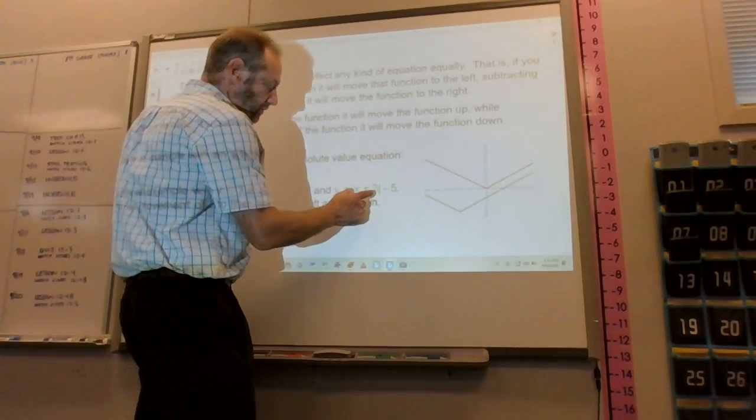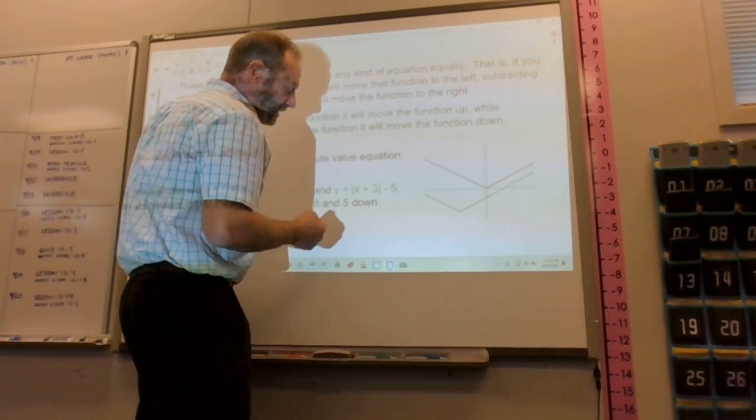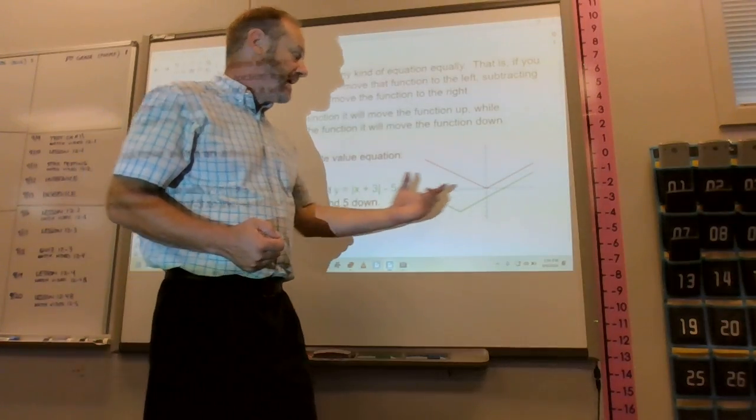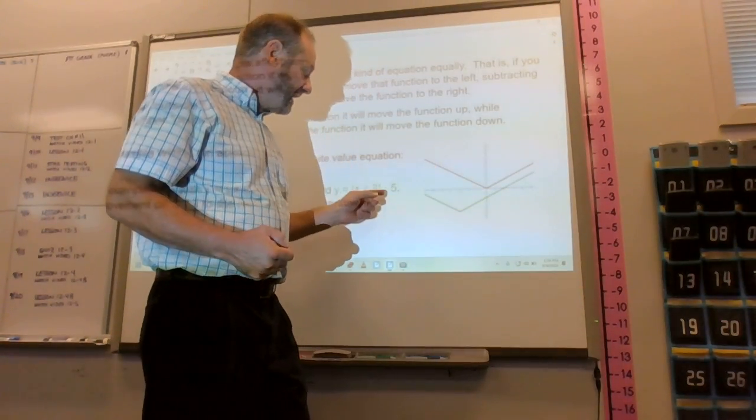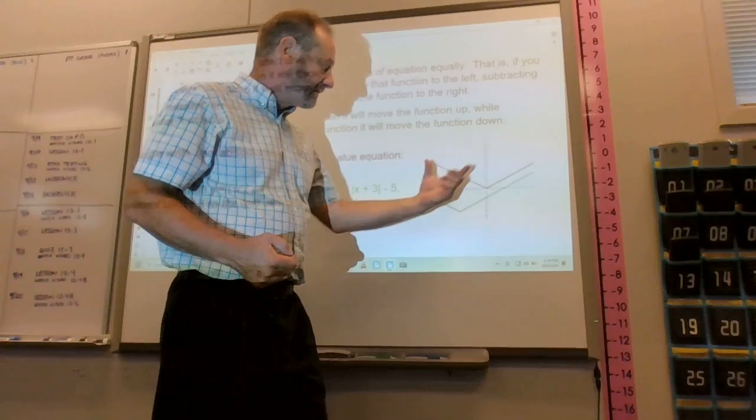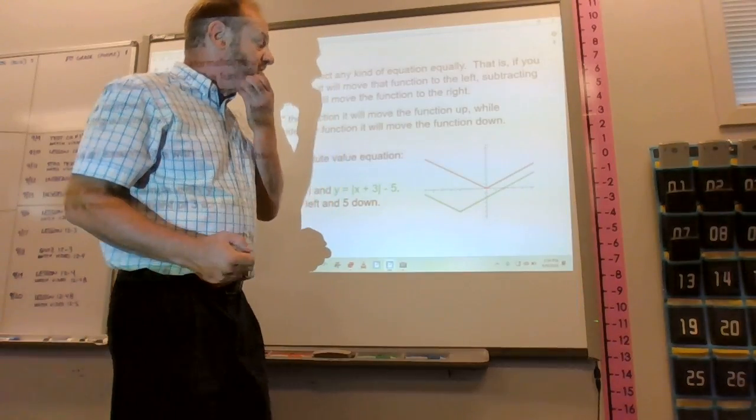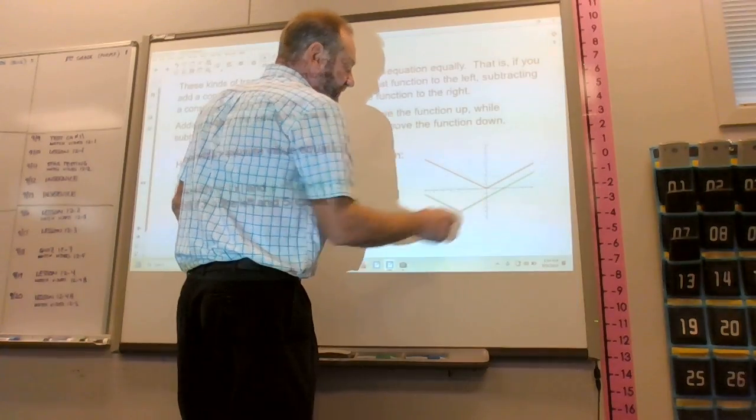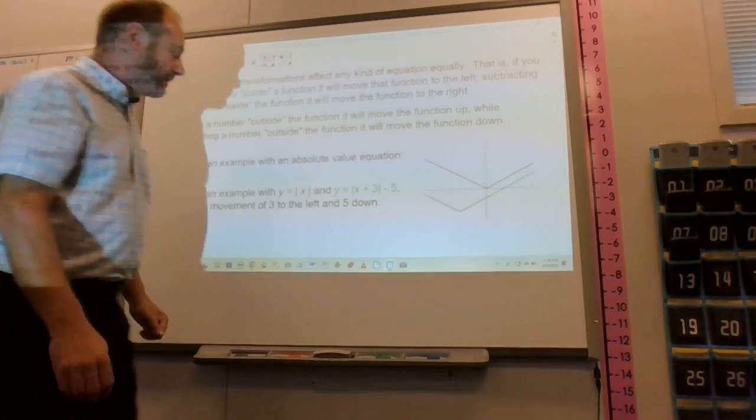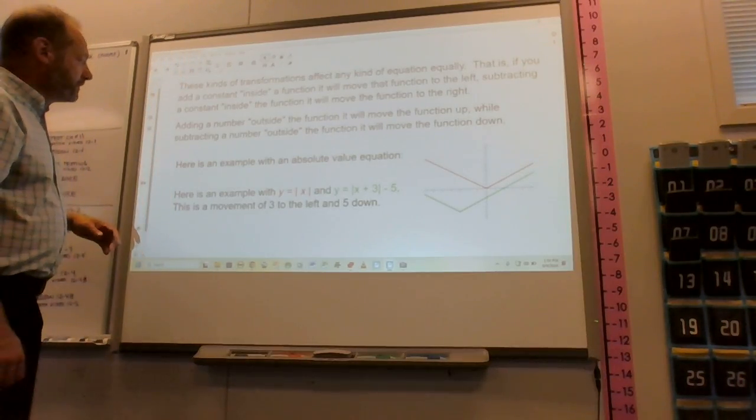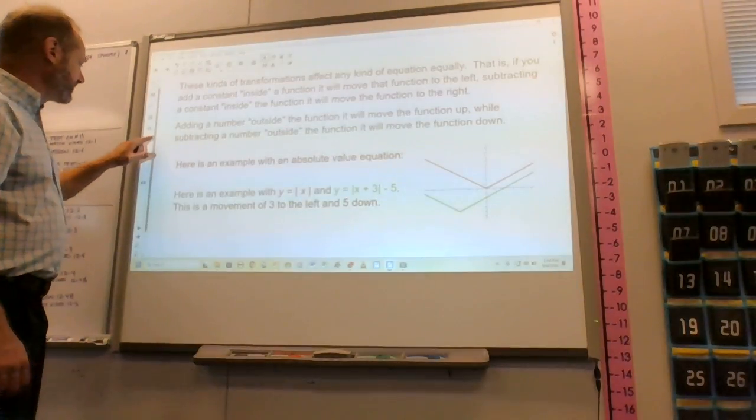So what does that do? Well, I've got a 3. I'm adding a 3 inside the function. That's going to take the function and move it 3 to the left. And then outside the function, I've subtracted 5. It's going to move it down 5. Now, it looks a little weird on this one because the scale on this graph is stretched a little bit this way. But yeah, it works the same as if it was the x squared.